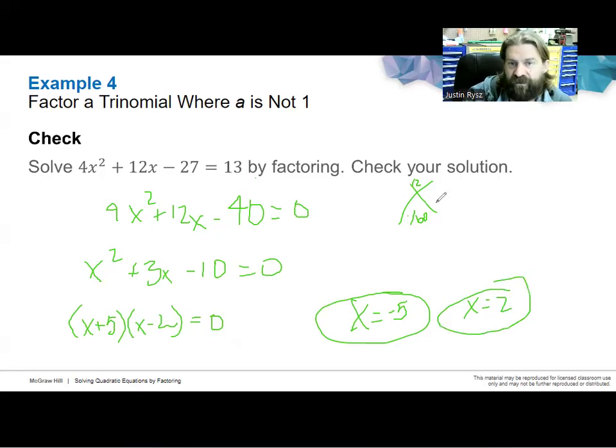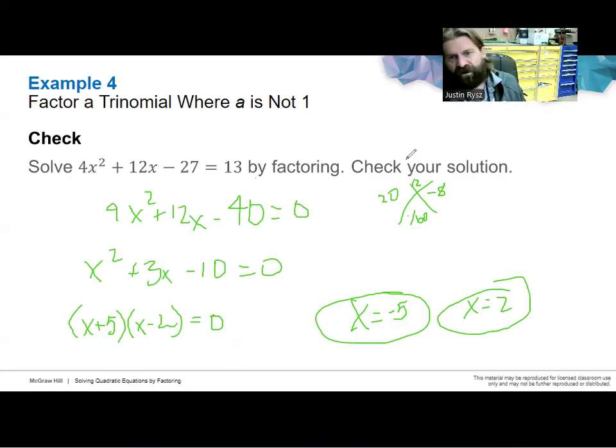Now, if you did this the long way here, what would it be? It'd be a 20 and a negative 8. And when you do those, you would have to divide both of those by 4. What's 20 divided by 4? 5. What's negative 8 divided by 4? Negative 2. So you get the same answer. It's just harder to think about when the numbers are larger.